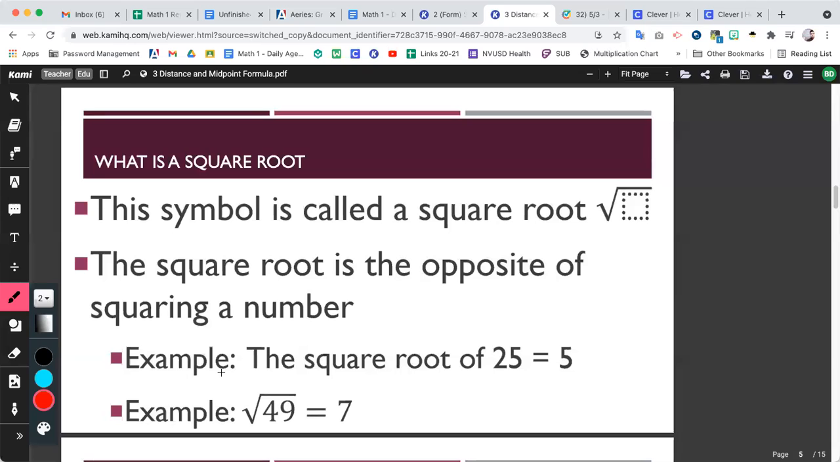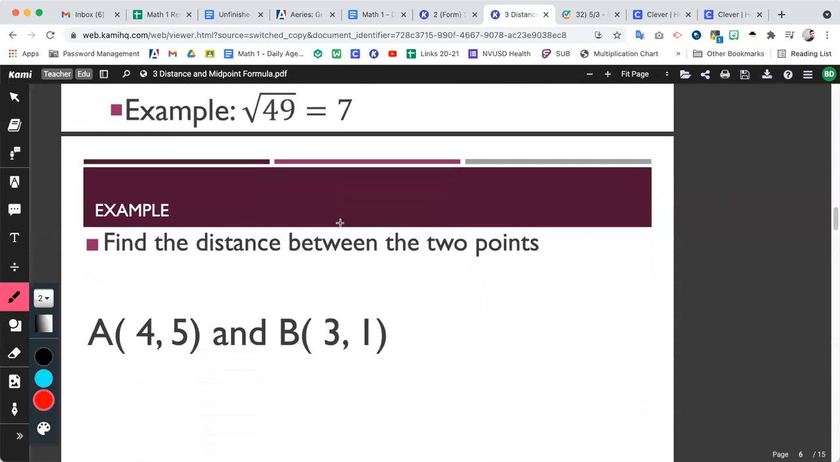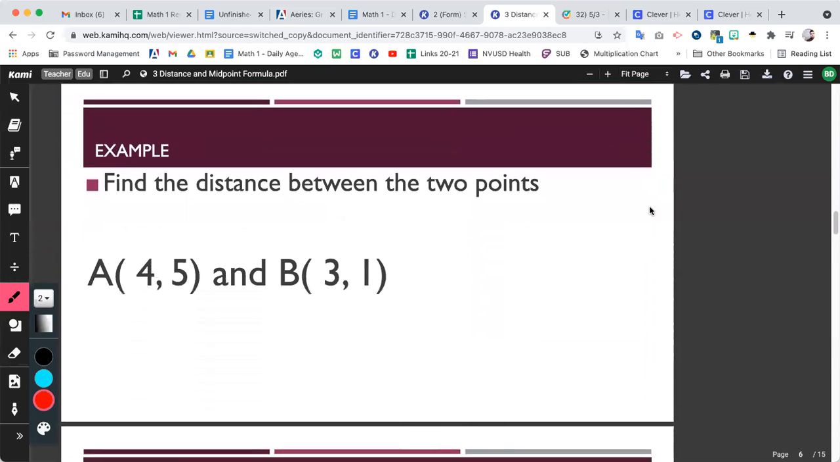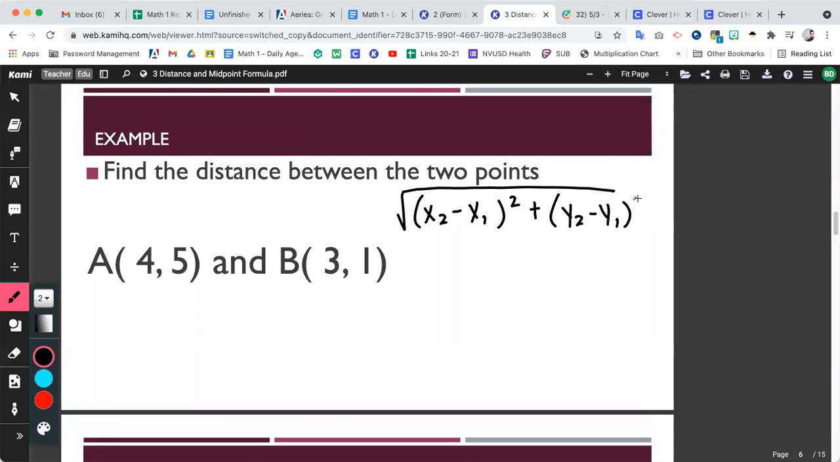Okay, that's it. Okay, so we're going to go through a series of examples where we're going to be finding the distance between 2 points. Okay, now again, you do not have to have the distance formula memorized. I'm going to write it out for you. You just have to understand how to plug the points in correctly. Okay, so what I'm going to do is I'm going to write down the distance formula. Okay, so it's the square root of x2 minus x1 quantity squared plus y2 minus y1 quantity squared.